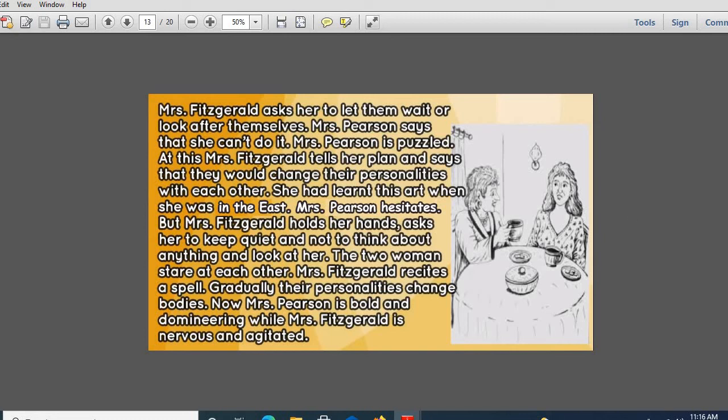So Mrs. Fitzgerald asks her to let them wait or look after themselves. Mrs. Pearson says that she can't do it. Mrs. Pearson is puzzled. At this, Mrs. Fitzgerald tells her plan and says that they would change their personalities with each other. I already told you that this is the most important phase. Personalities change bodies, because Mrs. Fitzgerald knew her friend's psychology, that she can't speak up. It is not possible for her to speak up. So what can be done? Let us change the personalities, because this is a magic that she had learnt in the East.